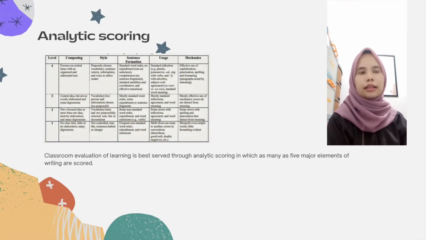And the third one is analytic scoring. Classroom evaluation of learning is best served through analytic scoring, in which as many as five major elements of writing are scored.